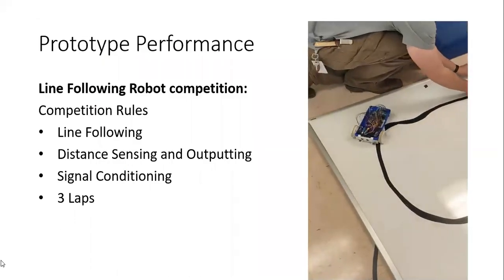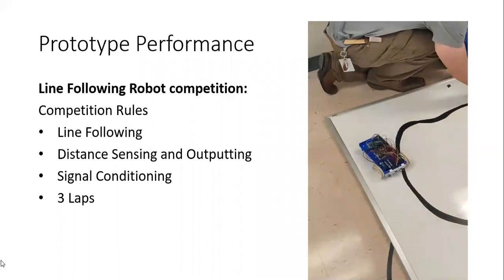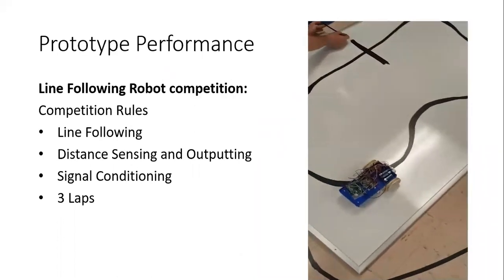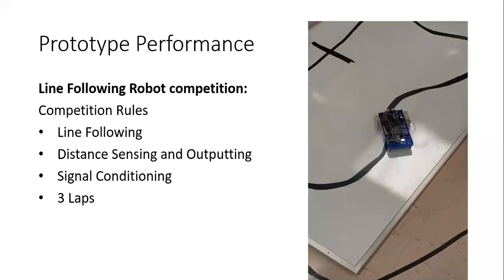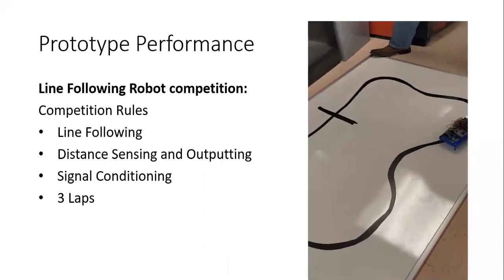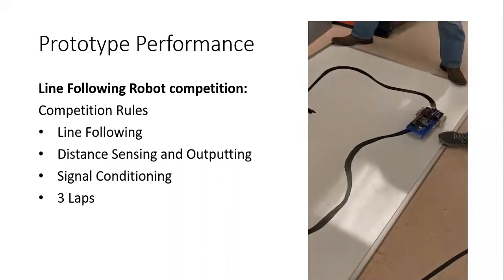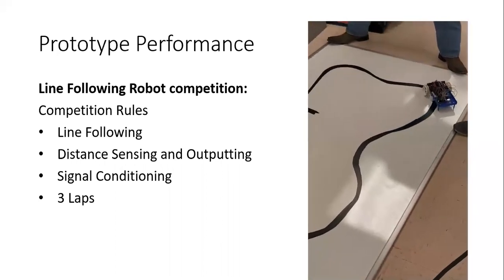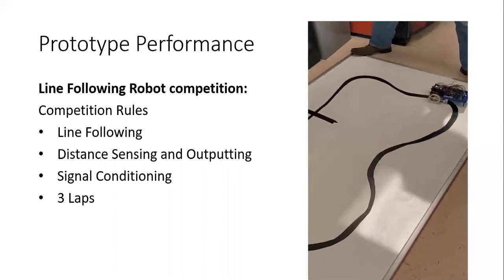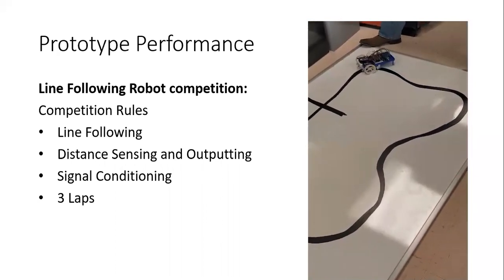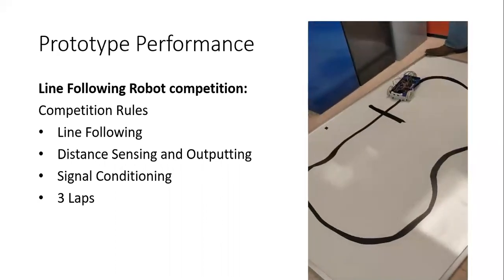As you can see here, this is a video of our competition. So some of the rules you can see there, but we already covered some of those. But how our robot performed, we got a time of 1 minute and 40 seconds. And for each of the distance readings we got, on the first lap, we got 31 centimeters. Second lap was 32 centimeters. And the third lap was 31 centimeters.